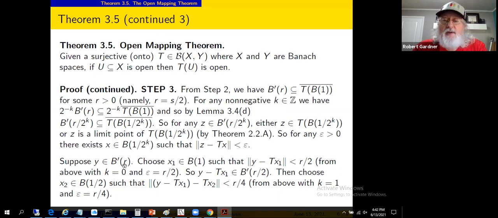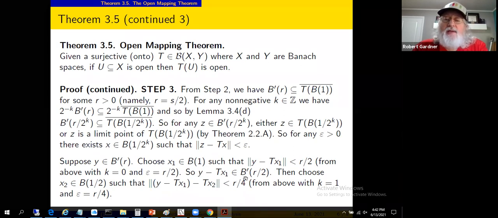So that's what we have up here, where we're taking K equal to 0. So we're considering x an element of a ball of radius 1 over 2 to the 0. That'd be B of 1, right? The x value, x1, is chosen from B of 1, and we're making the norm less than r over 2. So we're taking the epsilon value to be r over 2. So we've chosen an x1. Do it again. So y minus T of x1 is an element of B prime of r over 2.